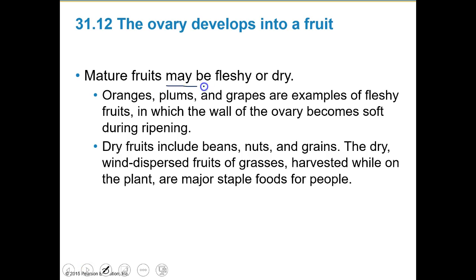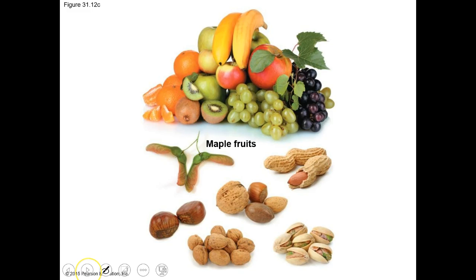Mature fruits may be fleshy or dry. Oranges, plums, grapes are examples of fleshy fruits, in which the wall of the ovary is soft during ripening. Dry fruits are like beans and nuts and grains, so they're dry. Wind dispersal fruits of grasses, harvested while on the plant, are a major staple of foods for people. So lots of good food by fruits.